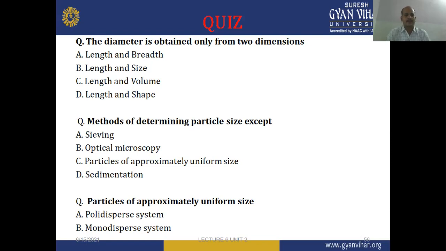The next question is given here, particles of approximately uniform size. As at the time of introduction of micromeritics, we already discussed the different samples of particles. Either it may be polydispersed or monodispersed in nature. So the question is asking about the particles of approximately uniform size. Whether it is known as a polydispersed system or a monodispersed system. So you have to take the correct answer for this question.